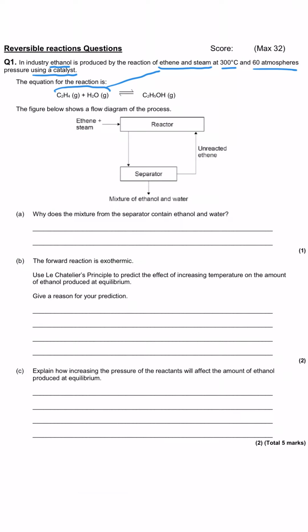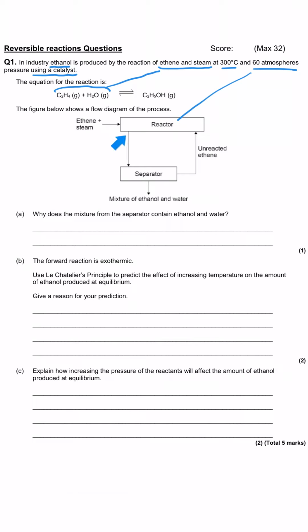Now we're told it is a reversible reaction by the use of this symbol here, the equal sign with a little flick at the bottom and the top, showing it can go forwards and it can go backwards. And here is the ethanol on the right hand side. So we've got a flow diagram about the process where the ethene and the steam enter on the left hand side, and then they go into the reactor, which is the part that will be at 300 degrees C and 60 atmospheres and have the catalyst inside. So that will be the business end of this reaction.